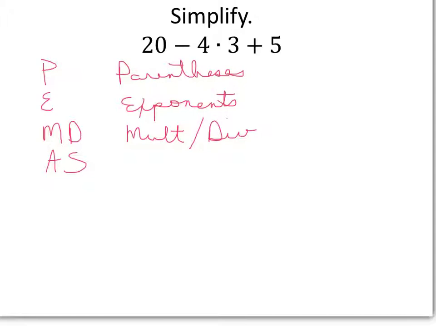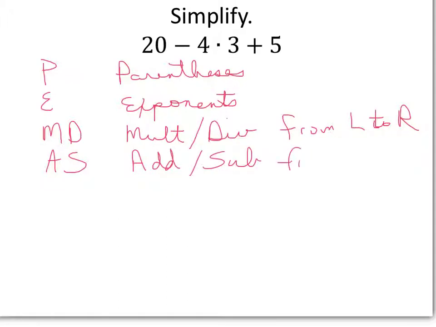I have it written this way because you don't do all the multiplication first and then all the division, but you do whatever comes first from left to right. So if you have a division first, you do that, and then you keep going. If you have a multiplication next, you do that. Same with addition and subtraction. That's the same way you handle it. You go from left to right.